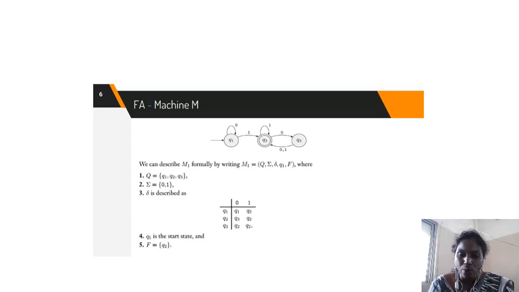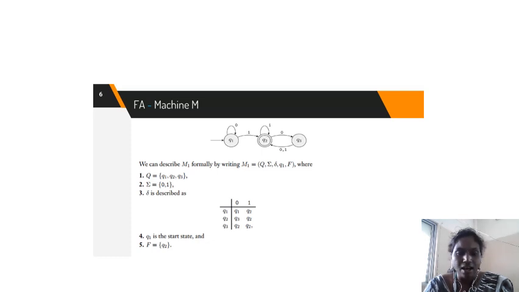And what is Q1? It's the start state. What is Q1 here? It's the start state. It starts with the arrow mark. What is the final state? Q2. Q2 is the final state, shown as a double circle. Correct?